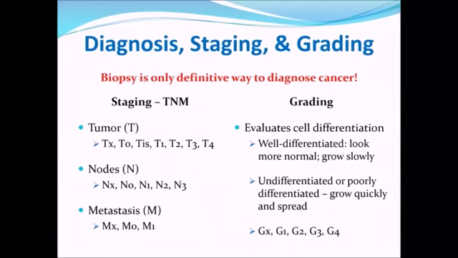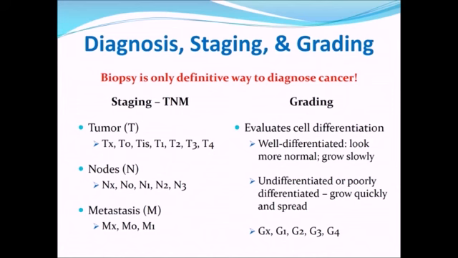So TX means it's unable to be staged. T0 is the tumor cannot be identified. Tis means tumor in situ. That is typically for cervical cancer, where the patient may show some atypical cells, but it's not necessarily cancer yet. That's typically where you see the tumor in situ, with cervical cancer. The T1 through T4 just indicates the size of the tumor as it progressively gets larger. T1 is better than T4. T4 is a larger tumor.